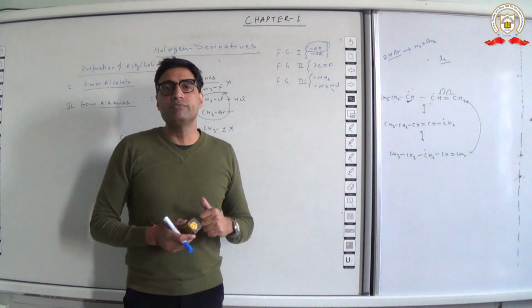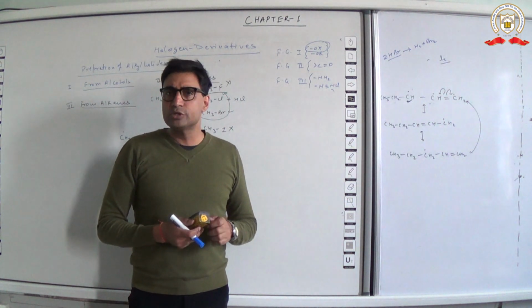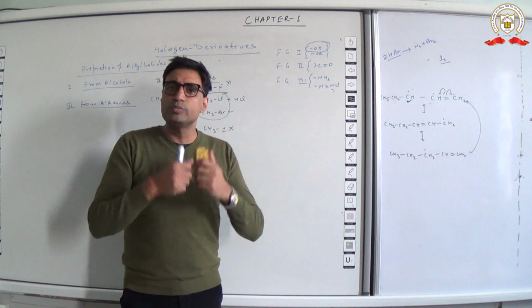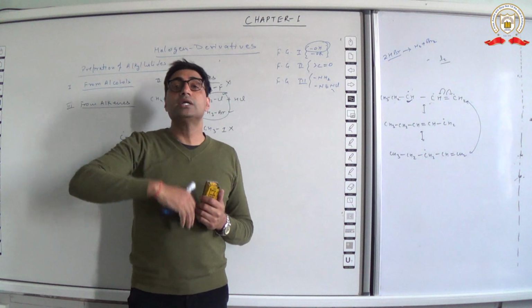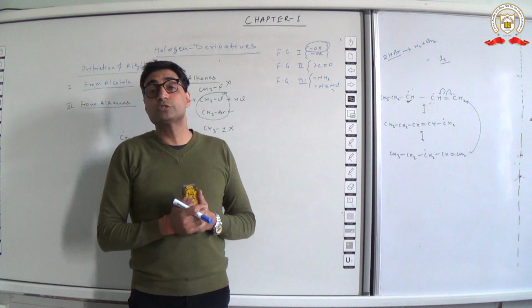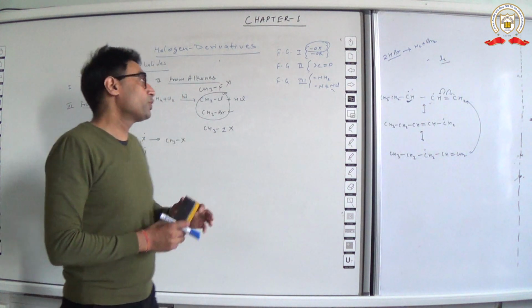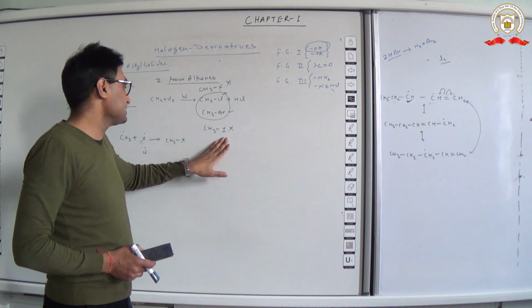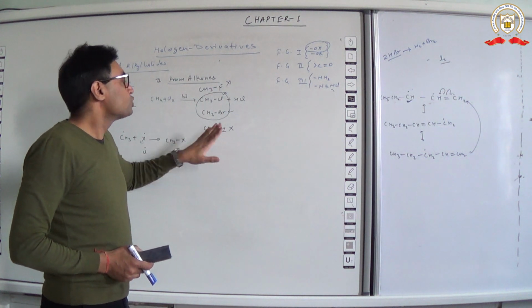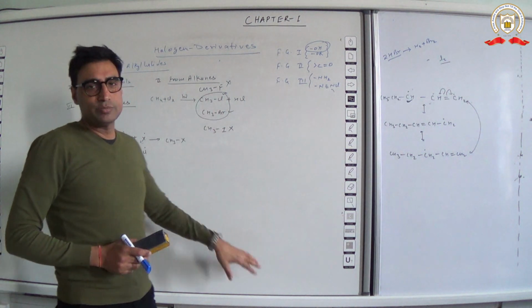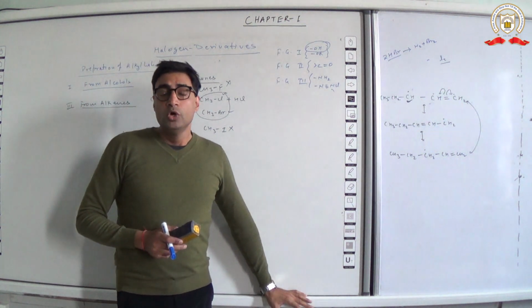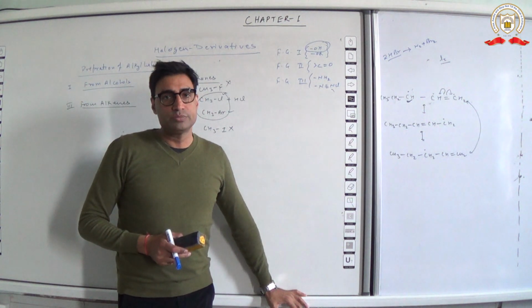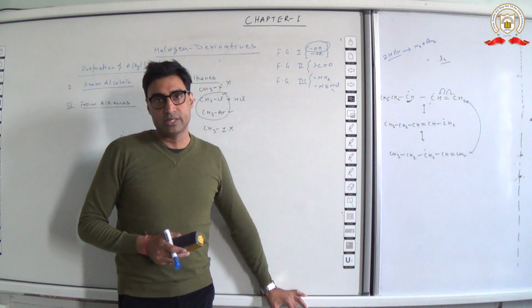If I talk about fluorine free radical, it is quite smaller, very small. It will come very close to methyl free radical. That means very large amount of energy will be given out. That means explosive reaction. So fluorination is highly explosive. Iodination is highly endothermic. So we do not carry out iodination by this method since it is highly endothermic. We do not carry out fluorination by this method since it is highly exothermic.